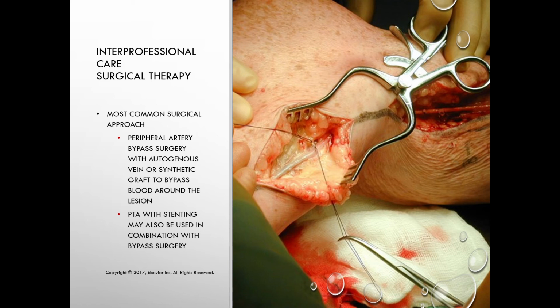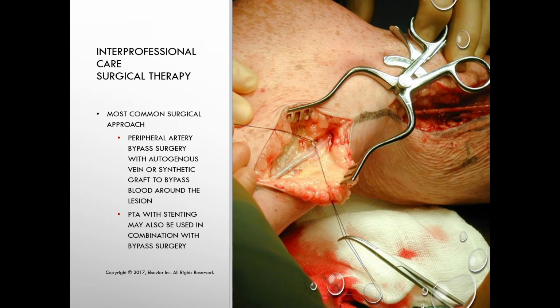Well, if none of the ones that I talked about previously work, surgery may be a possible next step. What we would do is similar to a coronary artery bypass graft for somebody who had a lot of problems up in the heart. We would do a peripheral artery bypass surgery.